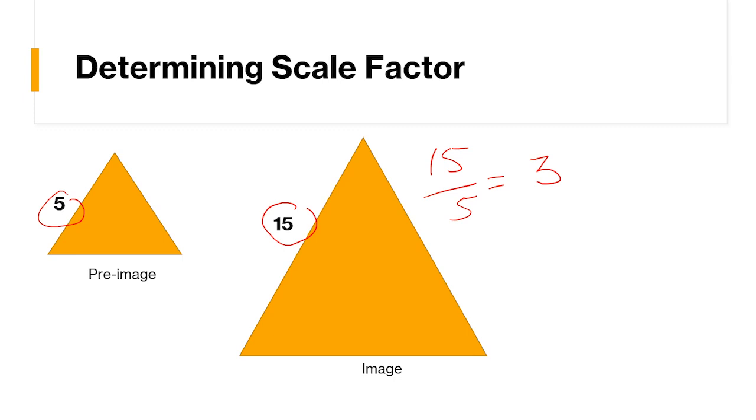That gives me 3. So my scale factor is 3. Or you could ask yourself, going from the pre-image to the image, 5 times what will give me 15? 5 times 3 will give me 15. Either way, you're going to get the same answer. In this case, our scale factor is 3, and that would be an enlargement because my scale factor is greater than 1.